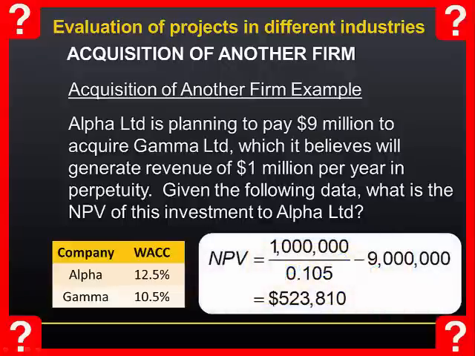The appropriate value to use is Gamma's weighted average cost of capital, because it reflects the risks of the industry in which it operates. If we use that discount rate, we get a positive NPV of just over $500,000. If we had erroneously used Alpha's weighted average cost of capital as the discount rate, we'd get an NPV of negative $1 million, and we would incorrectly reject the acquisition.